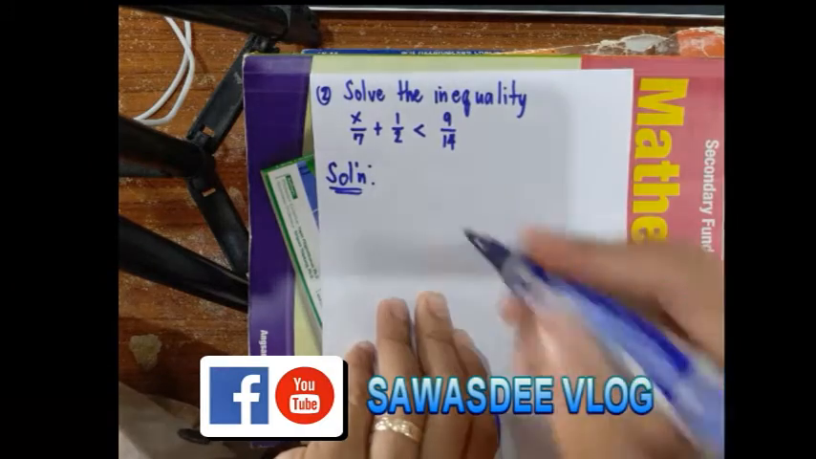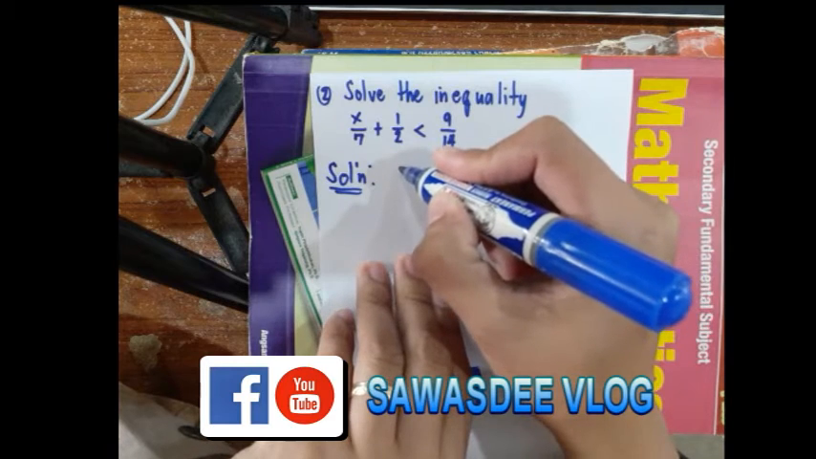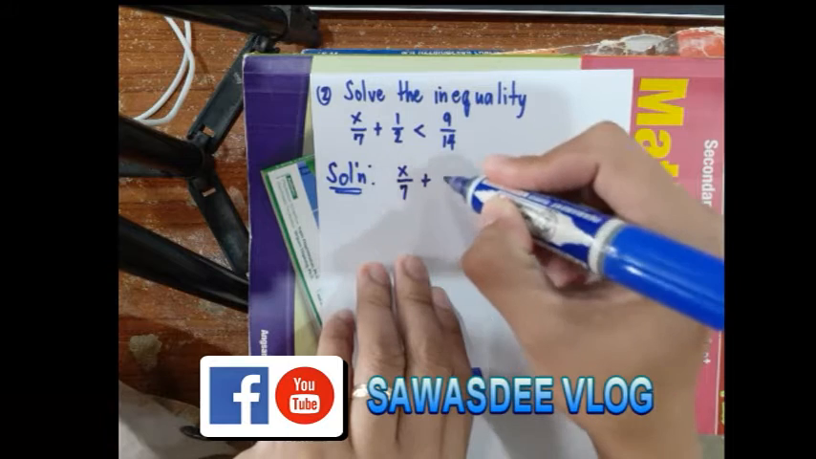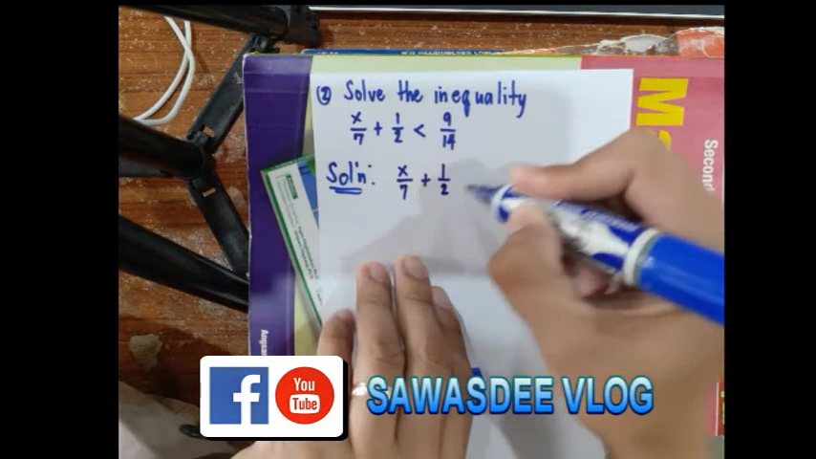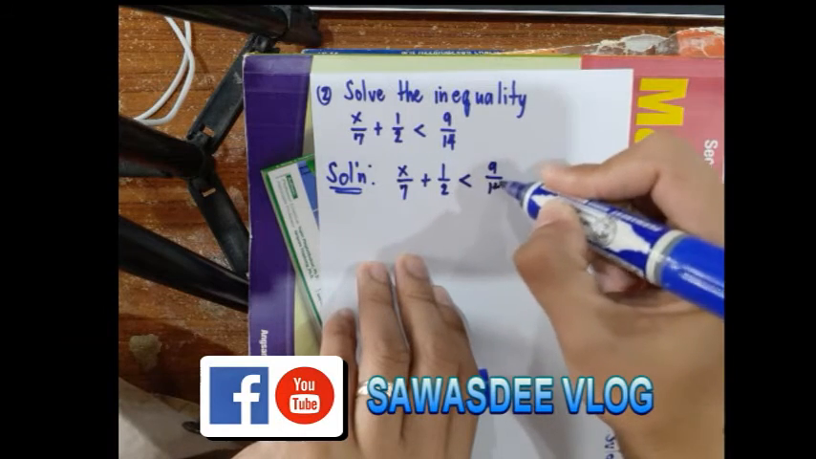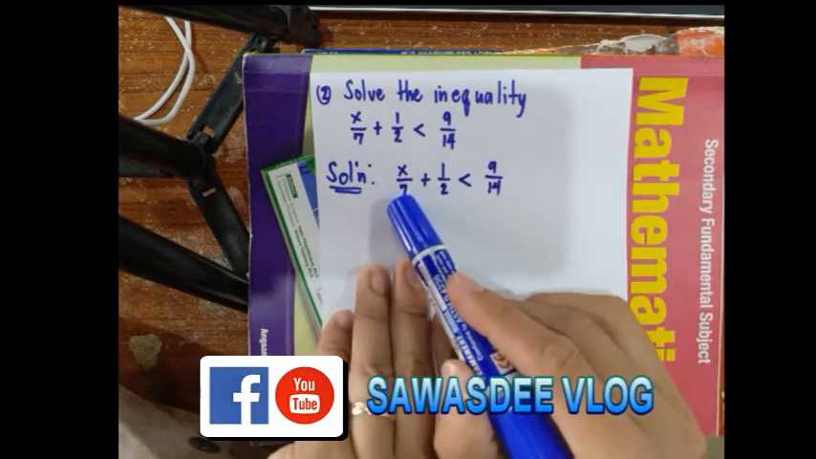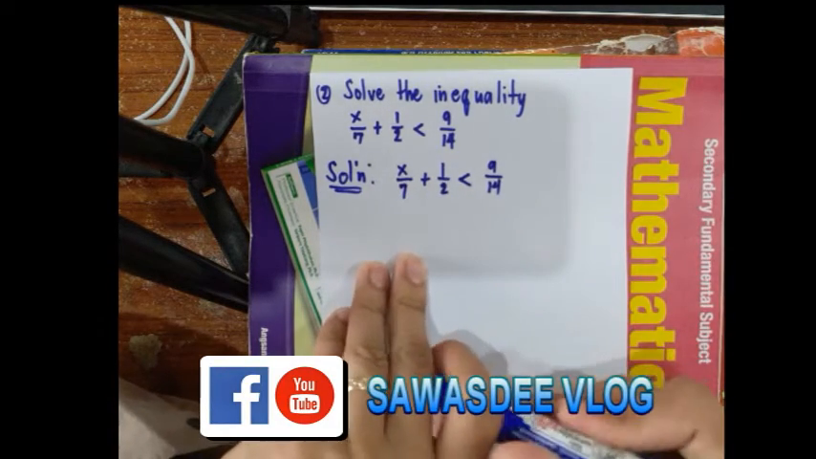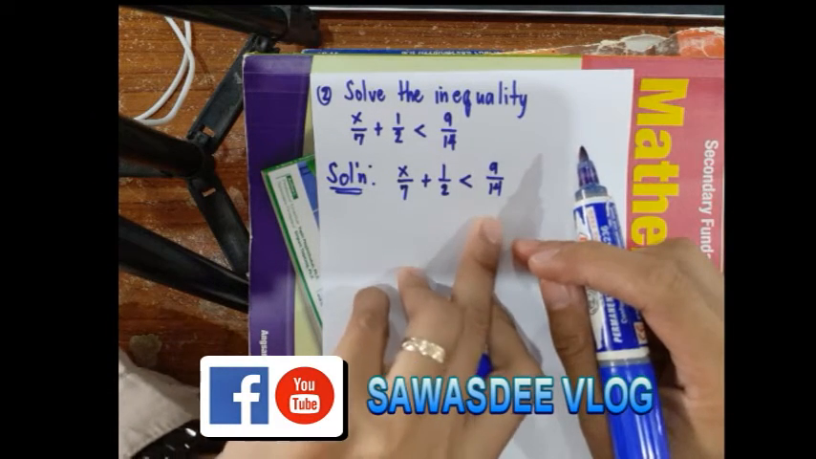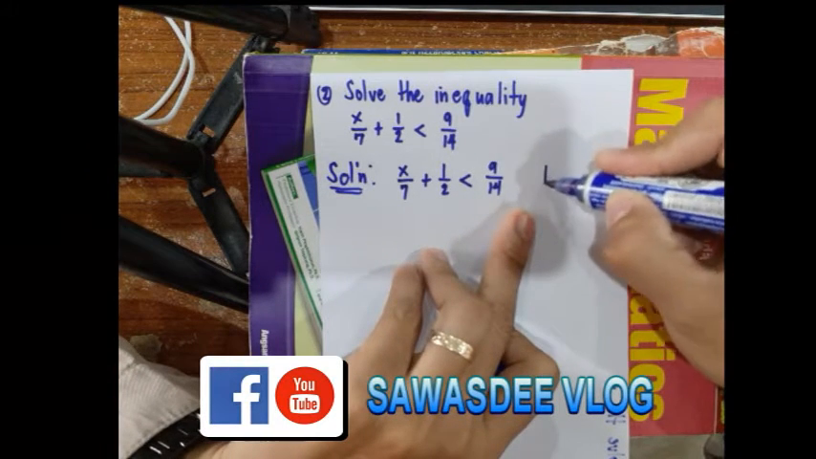So how do we clear the fractions? First, write the inequality x over 7 plus 1 over 2 less than 9 over 14. As you can see, we have the denominators 7, 2, and 14. First thing you do is clear the fractions. How do we clear the fractions? We will get the LCM.